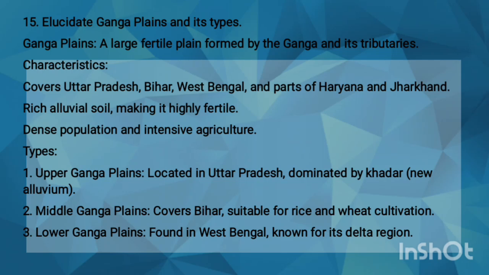The plains can be divided into three types: the Upper Ganga plains, located in Uttar Pradesh, which are dominated by Khadar; the Middle Ganga plains, spanning Bihar, where rice and wheat cultivation thrives; and the Lower Ganga plains in West Bengal, known for their delta region.